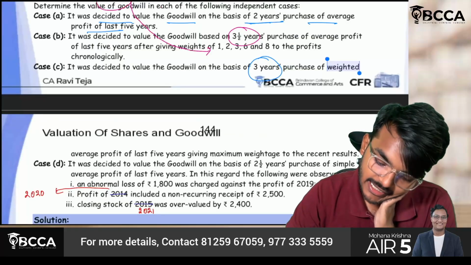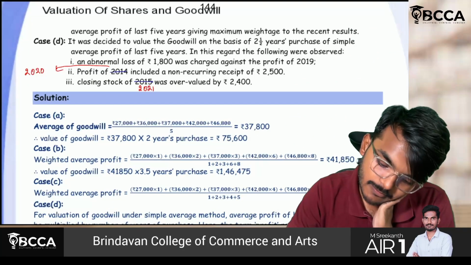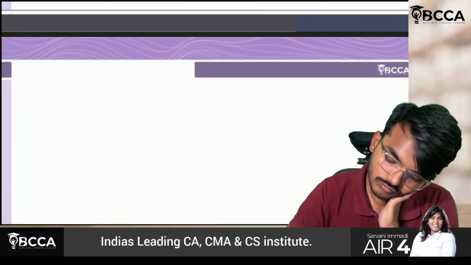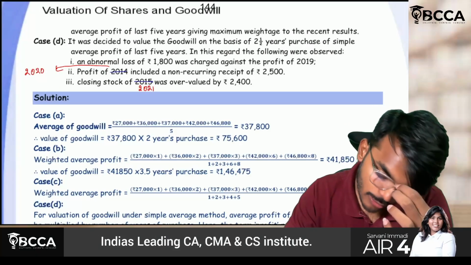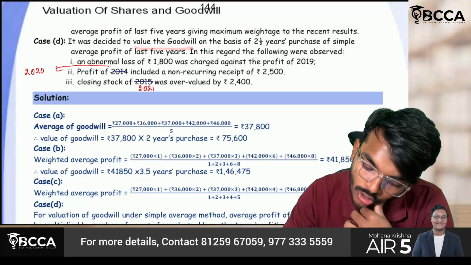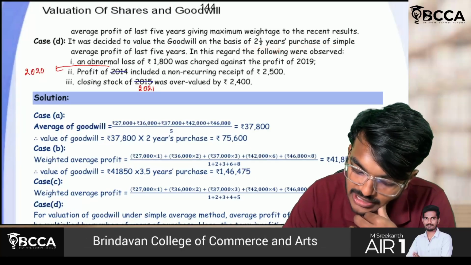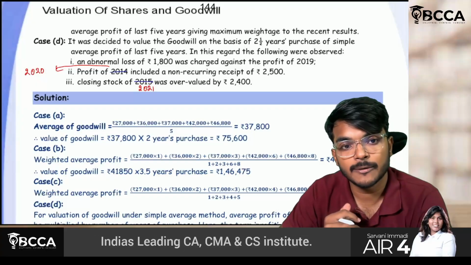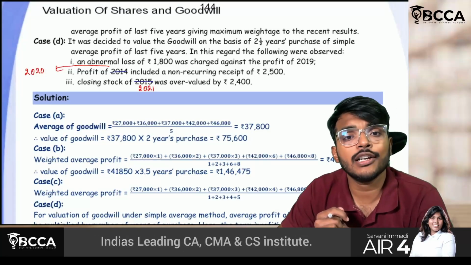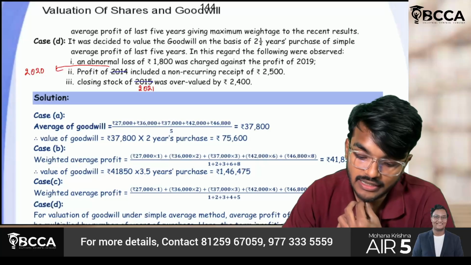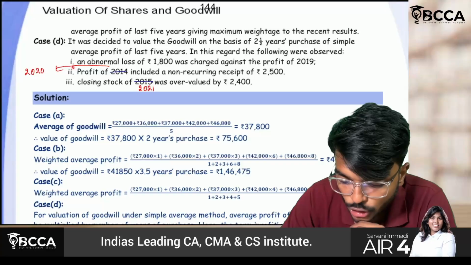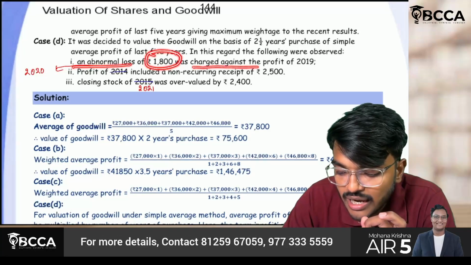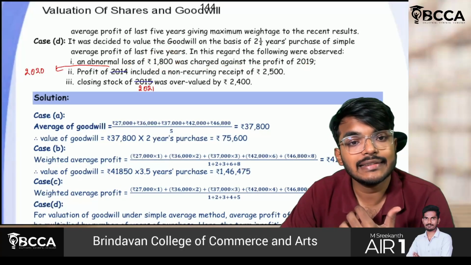Now let us come to case D. This is a little bit important. Let us check this. In this case D, try to understand, it was decided to value the goodwill on the basis of 2.5 years purchase of simple average profit of the last 5 years. They are saying go ahead and do simple average profit from the last 5 years, and abnormal loss of 1800 rupees was charged against the profit of 2019.